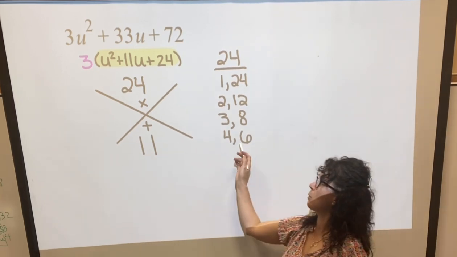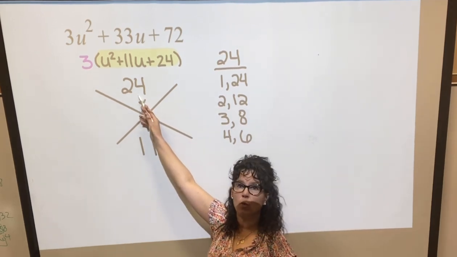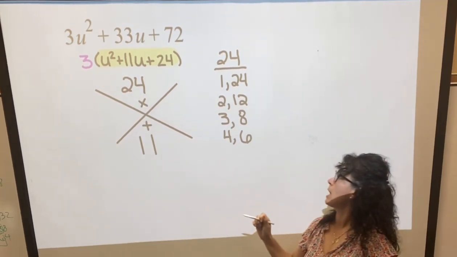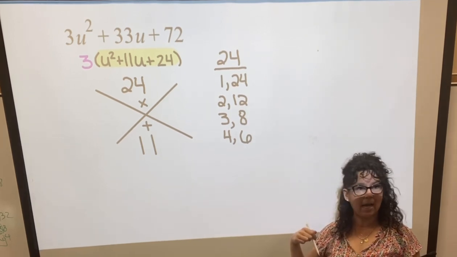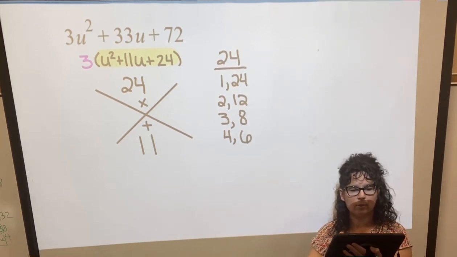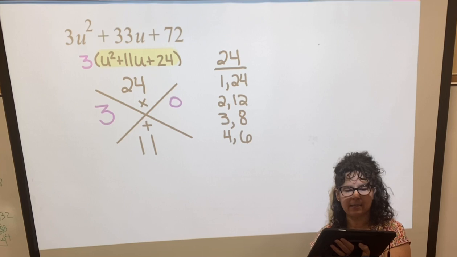So let's revisit what we're trying to think of. Two numbers that multiply to get 24, but add up to 11. So when you're looking at these pairs, it's a little bit easier to find which ones add up to 11. So what numbers add up to 11? 3 and 8. So 3 and 8.